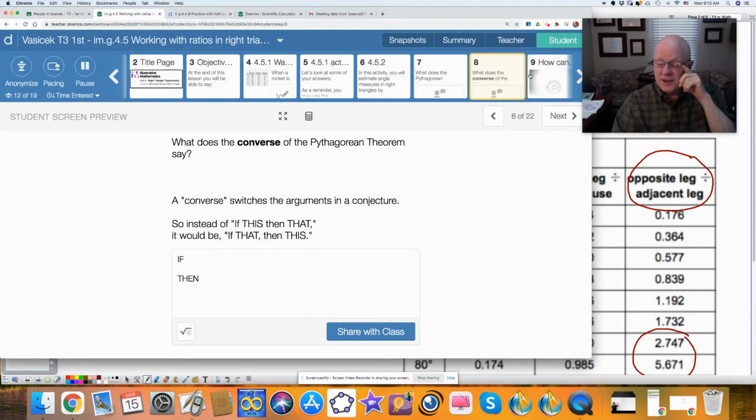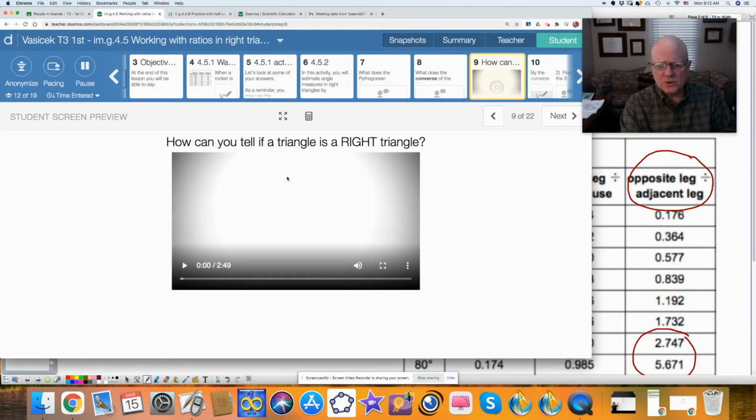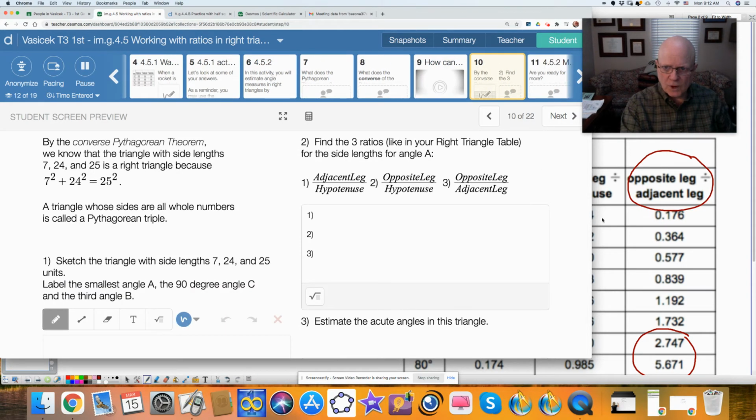So it says, if A squared plus B squared is C squared, then you have a right triangle. This is a short video you can watch which tells you how to determine if three sides make it a right triangle, given the three sides. So our activity is on page 10 by the converse Pythagorean theorem, which says if the sides A squared plus B squared is equal to C squared, then you have a right triangle.